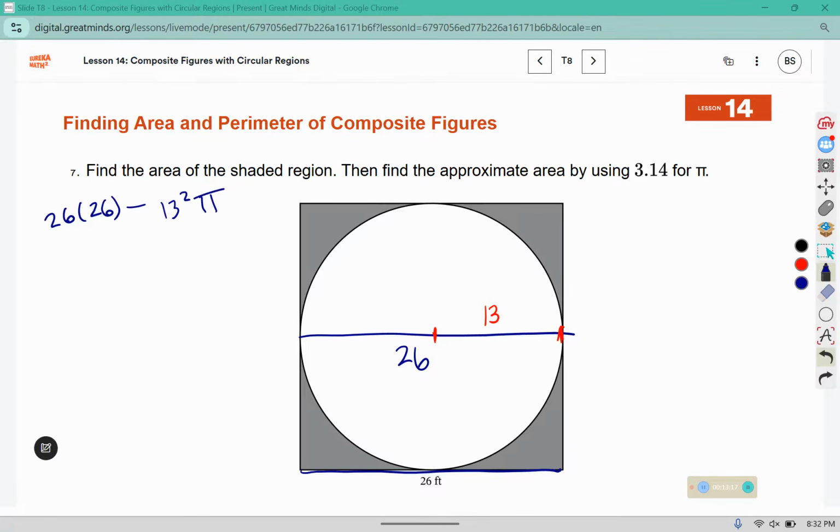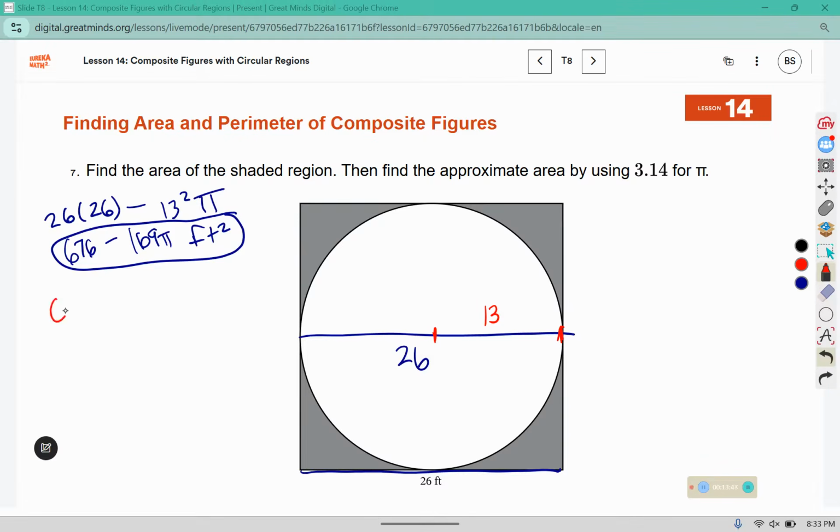We'll start by finding the area of the outer section, the square. 26 times 26 is 676. 13 squared is 169. This one has the pi and that one does not, so we're going to leave them separate. This is measured in feet squared. That gives us the accurate area.